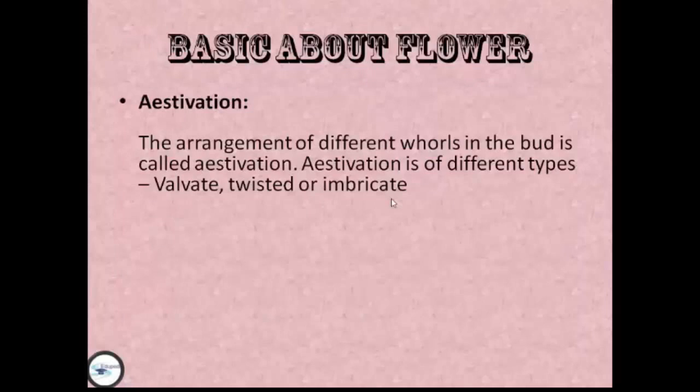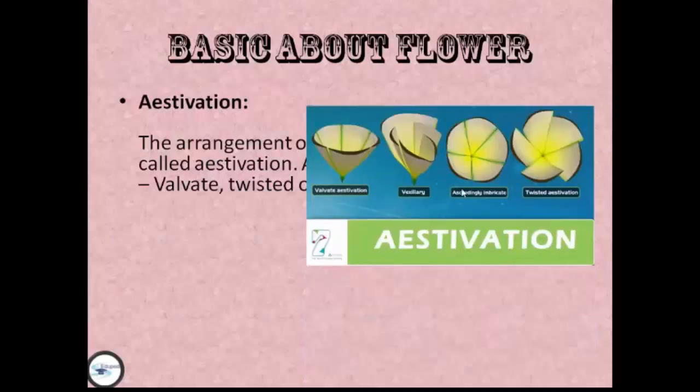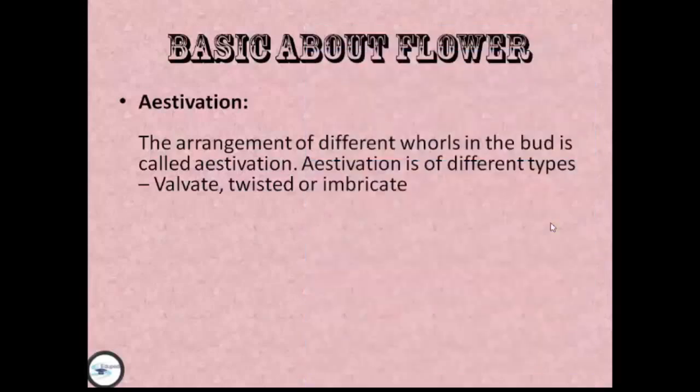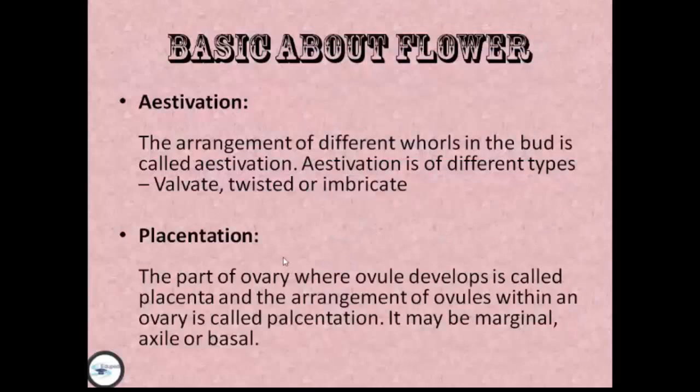Aestivation is the arrangement of different whorls in the bud. It is one of the different types: valvate, twisted, or imbricate. This one, aestivation. The second one, we have the placentation. The part of the ovary where the ovule develops is called placenta, and the arrangement of ovules within the ovary is called placentation. It may be marginal, axile, or basal.